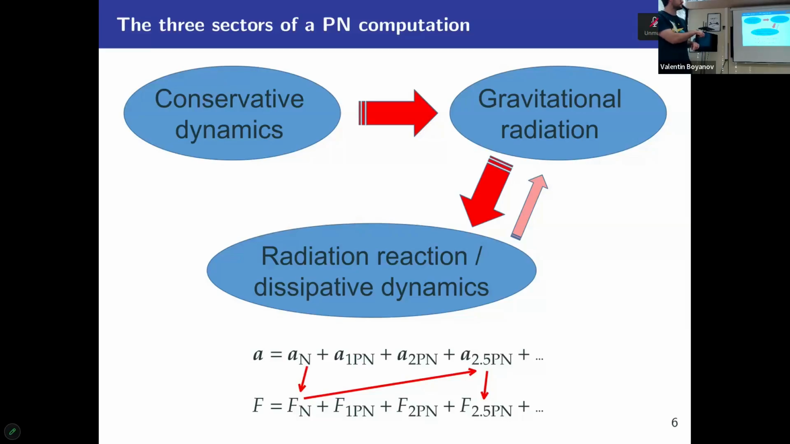And so this is dissipative dynamics. And of course, these dissipative dynamics at higher order will re-enter the gravitational radiation. So you have to solve order by order iteratively, and this is constructive because of this hierarchy of scales between the conservative problem and the radiation.